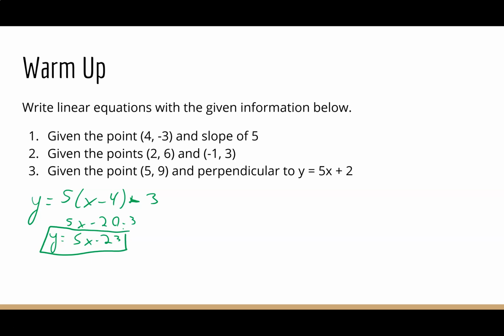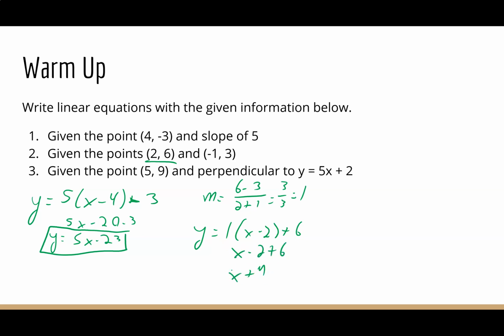Okay, remember the goal or the strategy is always point-slope form, and then the goal is always y equals mx plus b. Number 2, given the points (2, 6) and (-1, 3). So this is a 2-point problem, which means you're given 2 points. You need the slope first. So let's see, 6 minus 3 on top, 2 plus 1 on bottom. I get 3 over 3, which is 1. I'm going to choose that point because there's no negatives. So 1 on the outside for the slope, x minus 2 plus 6, distribute the 1, and x plus 4.